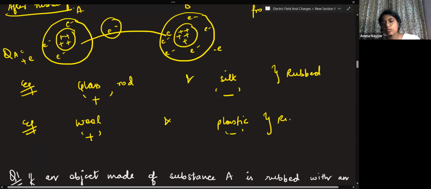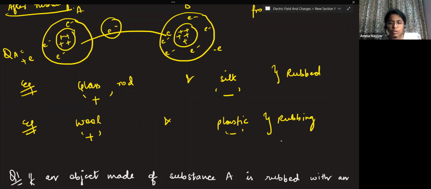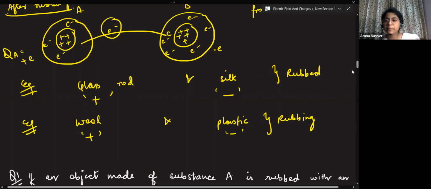And this also occurs after rubbing, when both of these are rubbed. So you can even figure out that electrons are weakly bonded in glass rod, and electrons are weakly bonded in wool. That's why transfer of electrons is occurring. So just remember the glass rod and silk combination, and wool and plastic. That is enough. So is this clear?